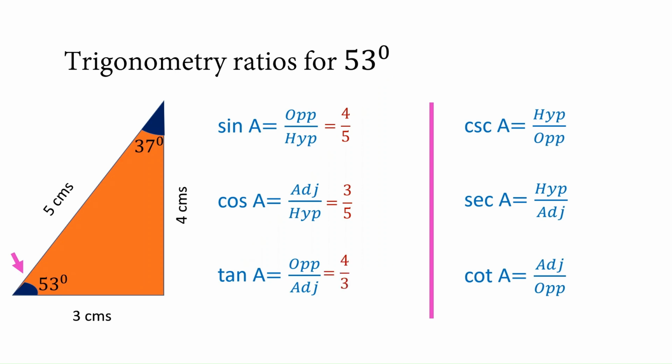And cosecant would be the reciprocal of sine, that is 5 by 4, and secant is the reciprocal of cos, 5 by 3, and cot is the reciprocal of tan, that is 3 by 4, or you can just use these formulas which involve the hypotenuse and opposite side.